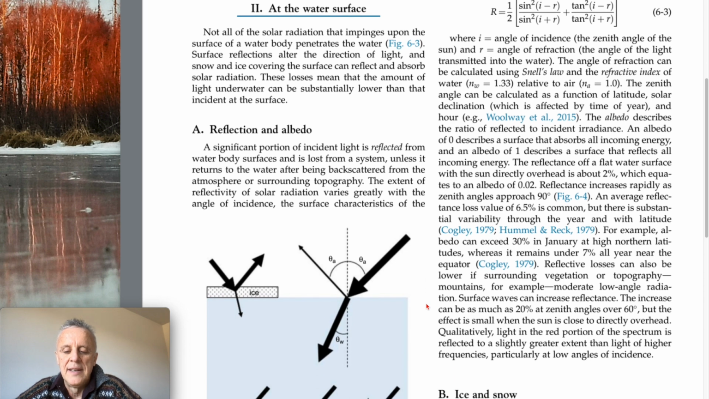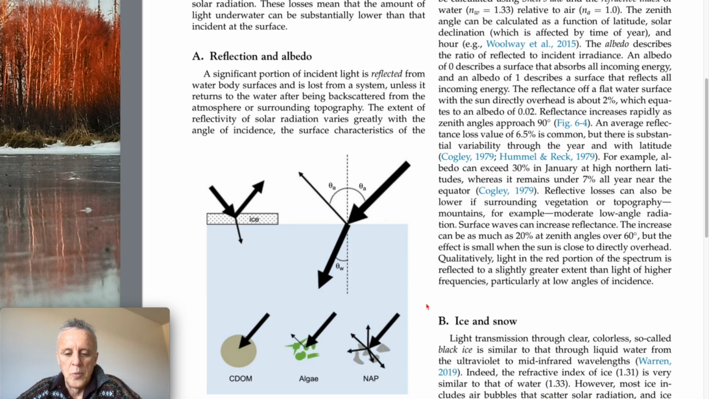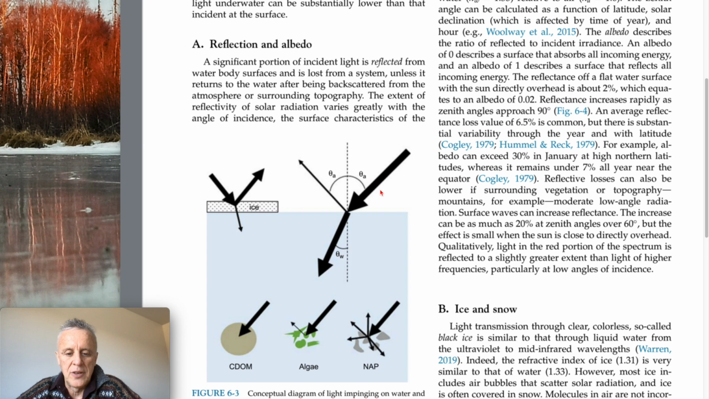Qualitatively, light in the red portion of the spectrum is reflected to a slightly greater extent than light of higher frequency, particularly at low angles of incidence. So once again here we have light coming in, light being refracted, and light being reflected, and this is how light behaves in different types of compounds.